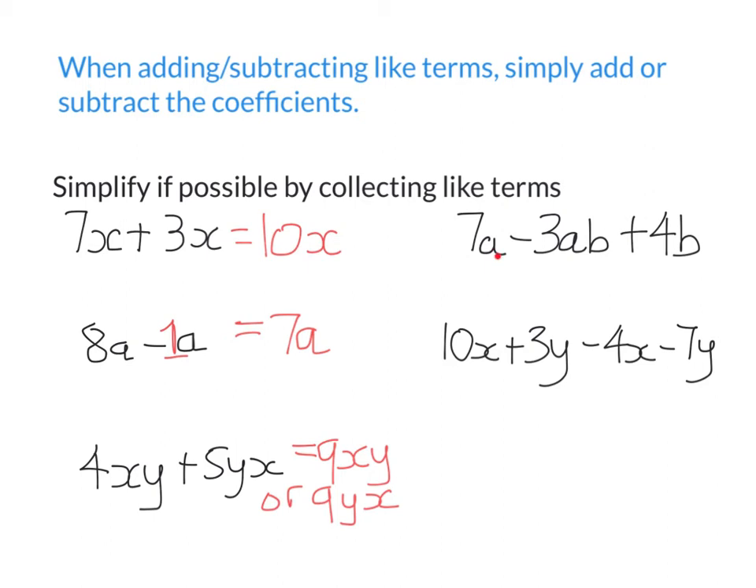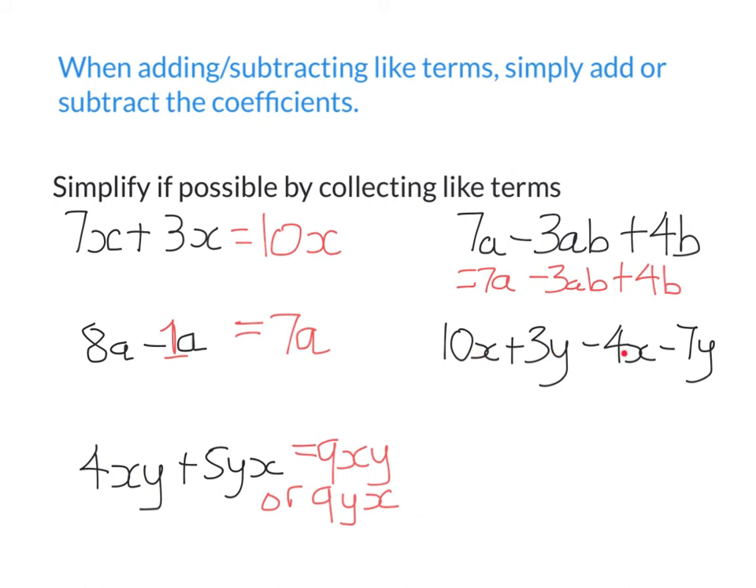All right, let's look at this example here. This time we have 1, 2, 3 terms, but none of them are like terms. 7a, 3ab, and 4b, they all have a different sequence of pronumerals. So I actually can't simplify this any further. So this is as simple as it gets. I can't do anything with it because there are no like terms, and I can only add or subtract like terms.